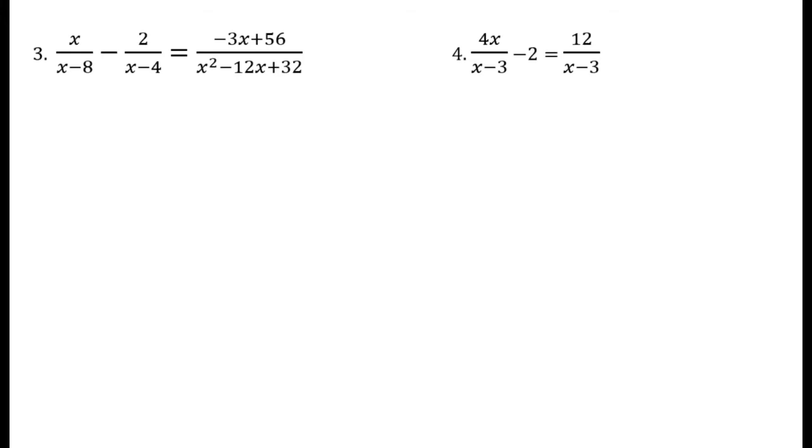Number 3: x over x minus 8 minus 2 over x minus 4 equals negative 3x plus 56 over x squared minus 12x plus 32. Well, I see that trinomial over here, and my first instinct is to factor it, and hopefully I get x minus 8 and x minus 4.